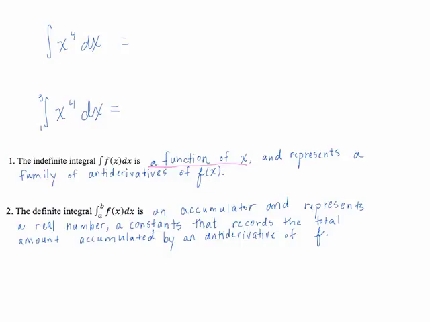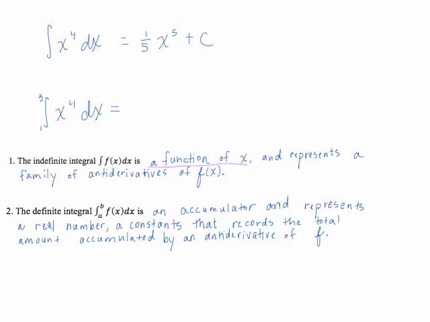For example, the antiderivative of x to the fourth by the power rule is 1/5 x to the fifth plus c. So the antiderivative gives you a function in terms of x, as opposed to a definite integral, such as the integral from a to b of f of x dx.